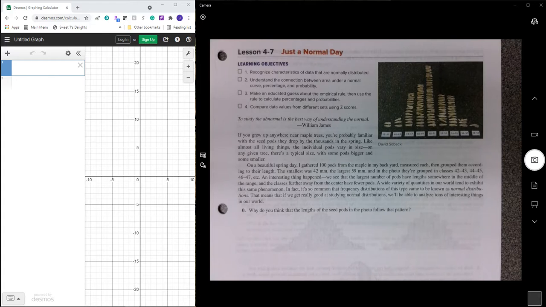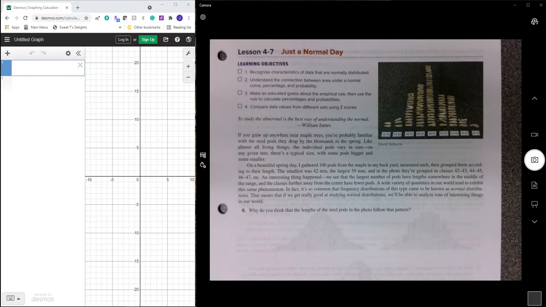On a beautiful spring day, I gathered 100 pods from the maple in my backyard, measured each, then grouped them according to their length. The smallest was 42 millimeters, the largest was 59 millimeters. And in the photo, they're grouped in classes 42 to 43, 44 to 45, 46 to 47, etc. An interesting thing happened. We see that the largest number of pods have length somewhere in the middle of the range, and the classes further away from the center have fewer pods.